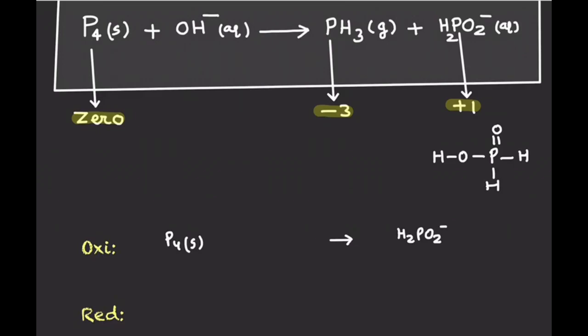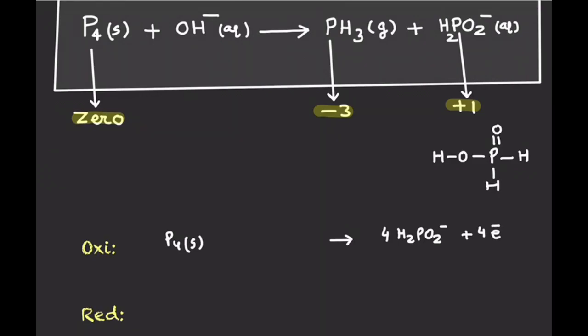On the left hand side 4 phosphorus atoms are there, that's why we'll multiply right hand side by 4. Now we should write how many electrons are participating in this. Phosphorus from 0 is going to +1. One phosphorus atom is losing 1 electron. There are 4 phosphorus atoms, so they will lose 4 electrons.